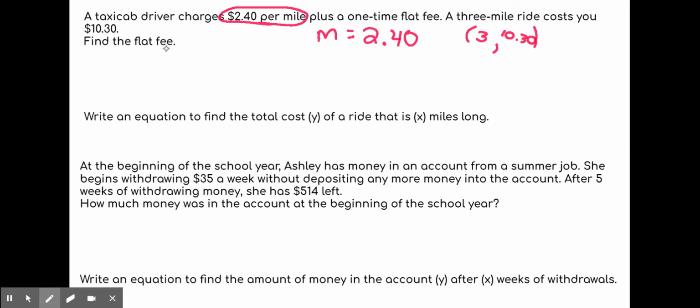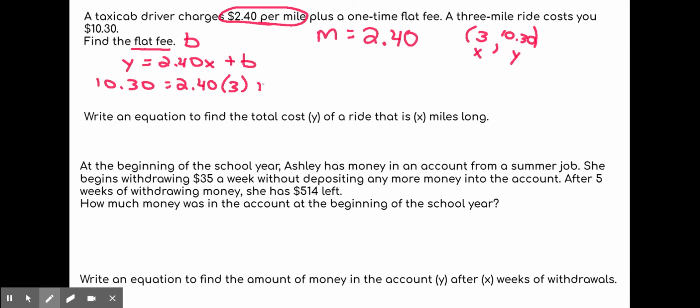The first thing it asks is to find the flat fee. Well, the flat fee, that's your initial value, right? We're trying to find b. So we're going to use y equals mx plus b. We're going to say y equals, my slope is 2.40 x, and I've got to solve for b. Okay, so here's my x value and here's my y value. So y is 10.30 equals 2.40 times my x coordinate is 3, and I'm trying to solve for b.